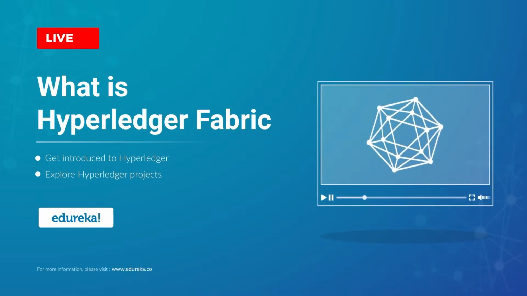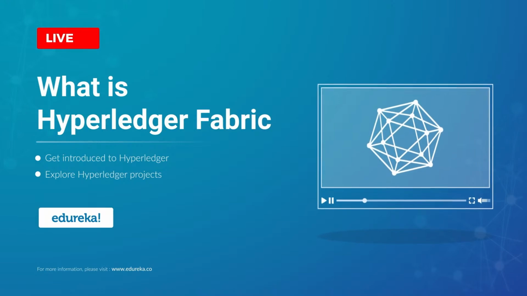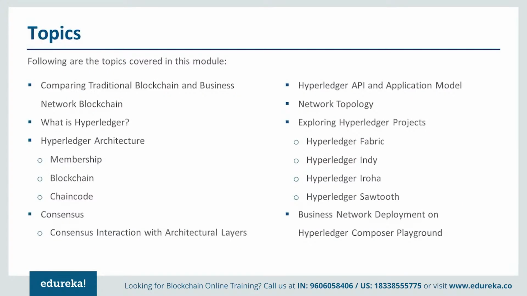Today, what we are going to do, we will start with Hyperledger. We will see how you compare the traditional blockchain and a business network. What is the Hyperledger project? What is the architecture? How do you achieve consensus in a Hyperledger network? What are the different API and application models that are available? What are the different kinds of network topology that you can have in Hyperledger? What are the different projects?